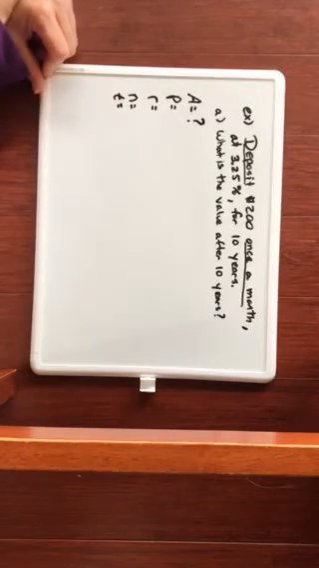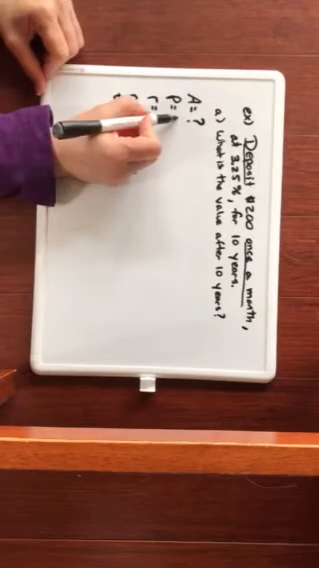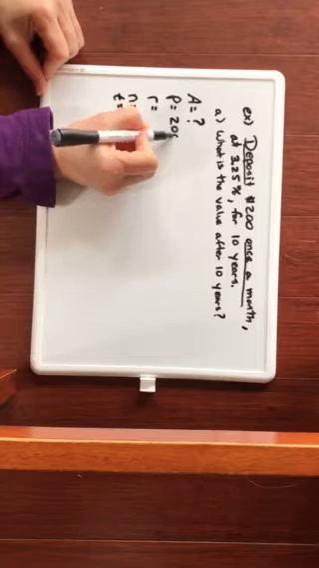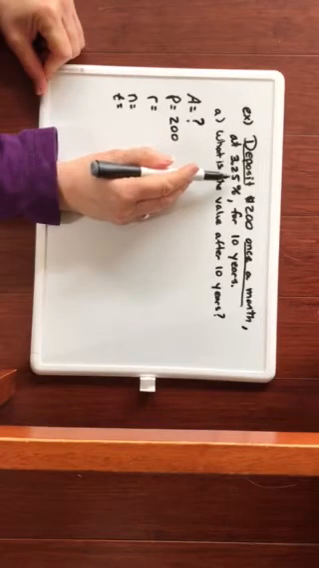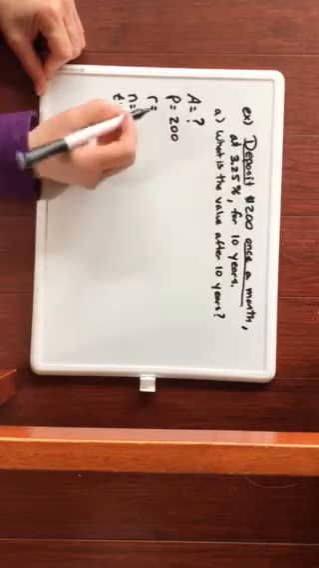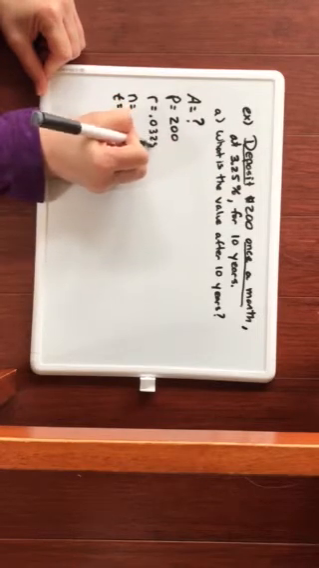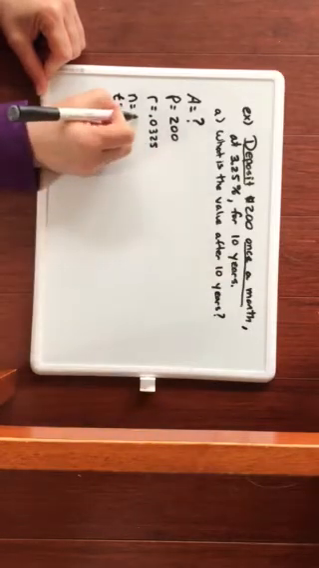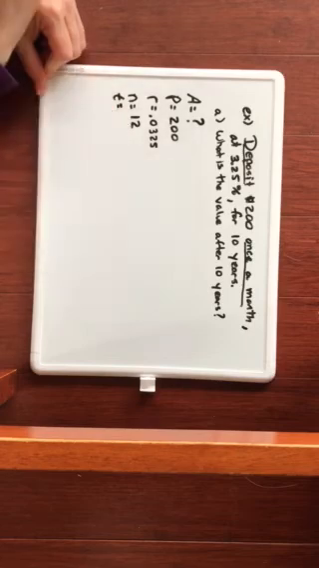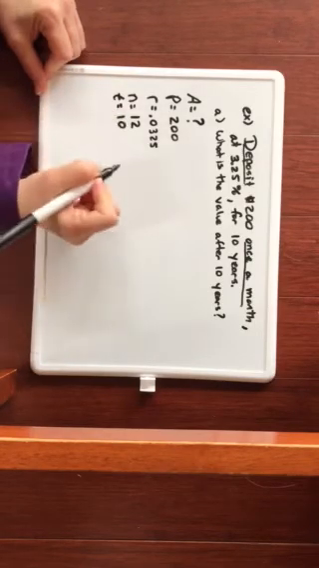All right, P. What does P stand for? Well, P is the deposit that we make, and we're making a deposit once a month of $200. The rate is 3.25%. Remember, we have to move that over 2 to the left. That's 0.0325. Now, N, it says once a month, so N's going to be 12. That's 12 times a year. And T is 10 for 10 years.